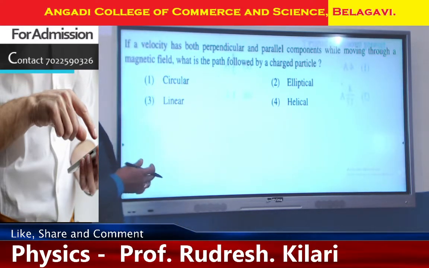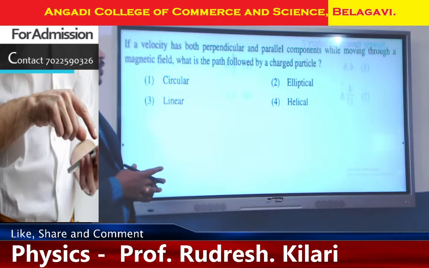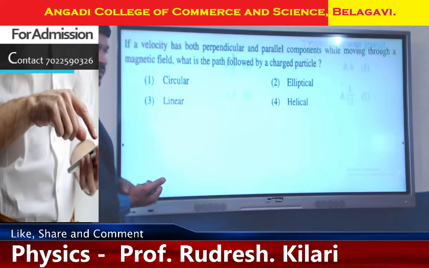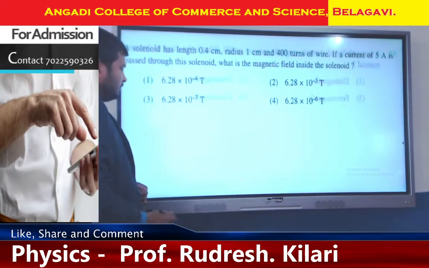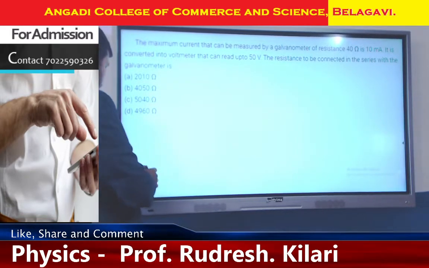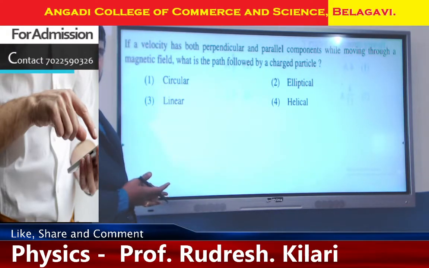Okay, next one. If the velocity has both perpendicular and parallel components while moving through a magnetic field, the path followed by the particle is what? You can answer this question. What is the option? That is helical. How will it move? In the form of a helix, helical. Okay.